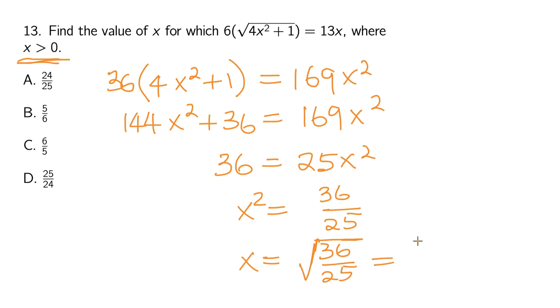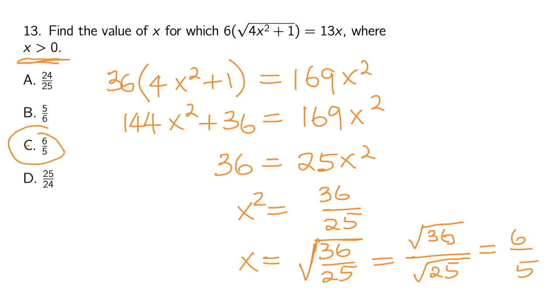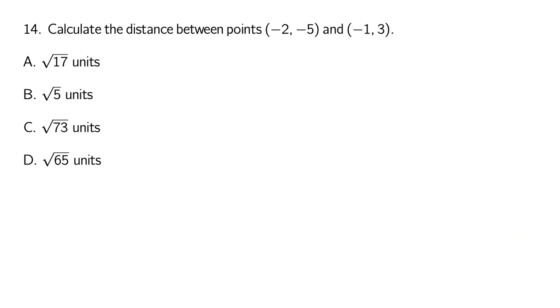But this is the same as square root of 36 over square root of 25. And what does that give us? It gives us 6 over 5. So our answer is C. All right, next question is question 14. Calculate the distance between points -2, -5, and -1, 3.